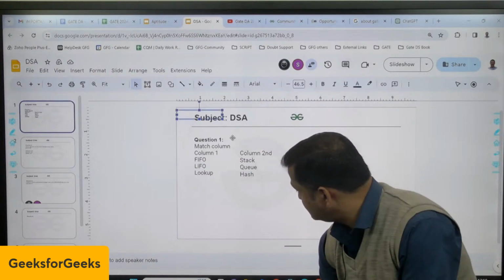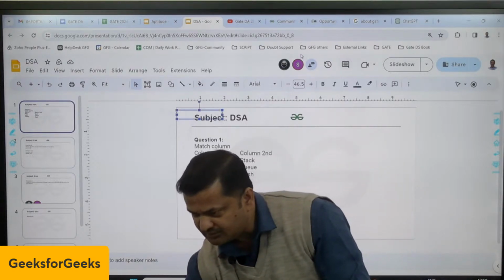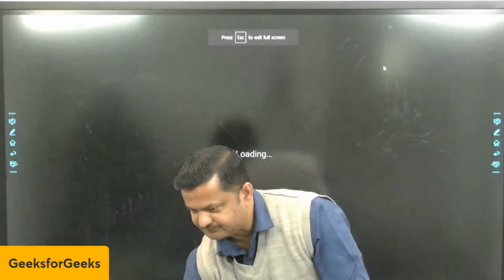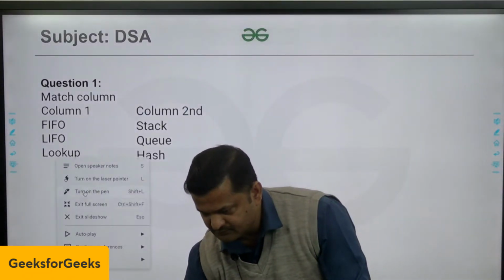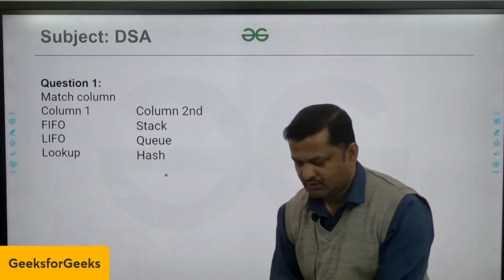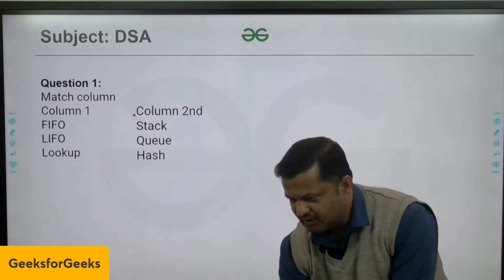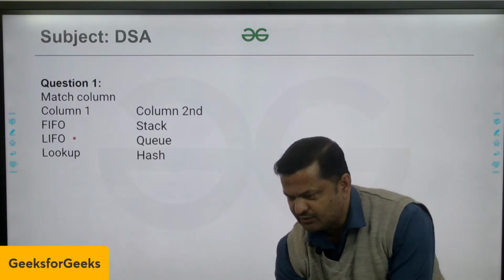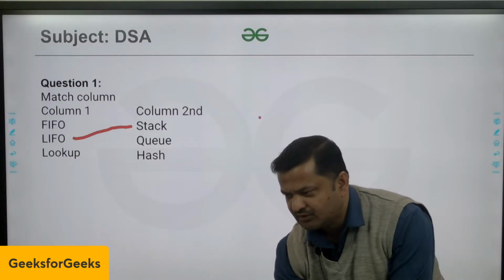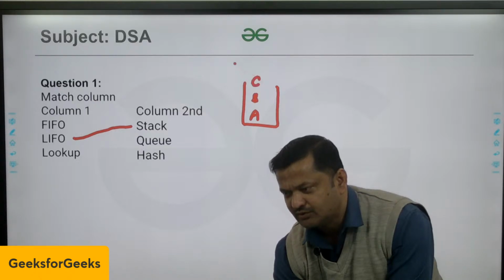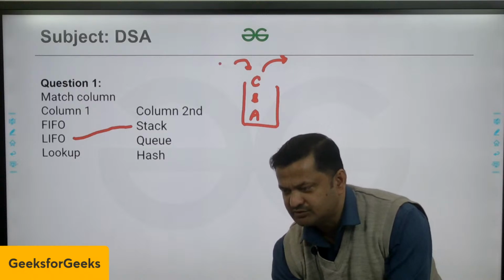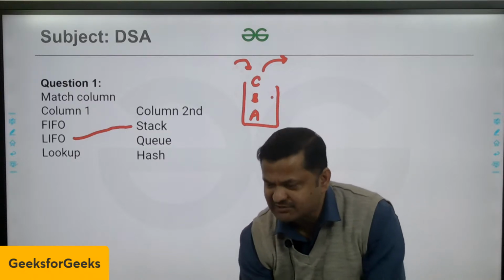Let me have the slide here. If you look at the features, last in first out is to be matched with the stack. Here we have the property that A is inserted first, B is inserted next and C is inserted last, so C will be picked first. This is the push and pop operation, so it is last in first out.